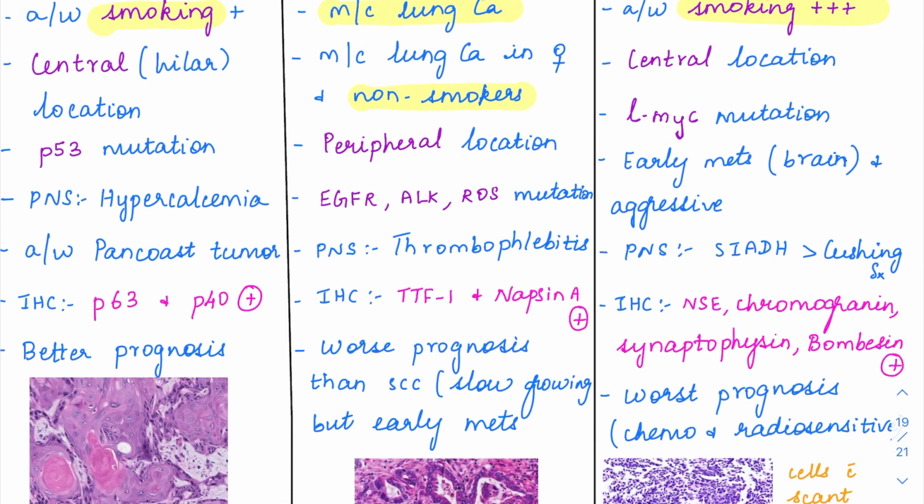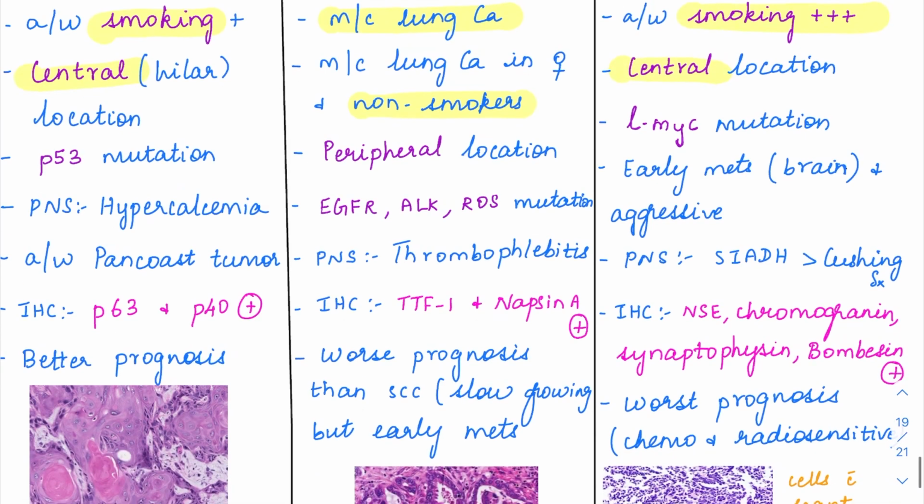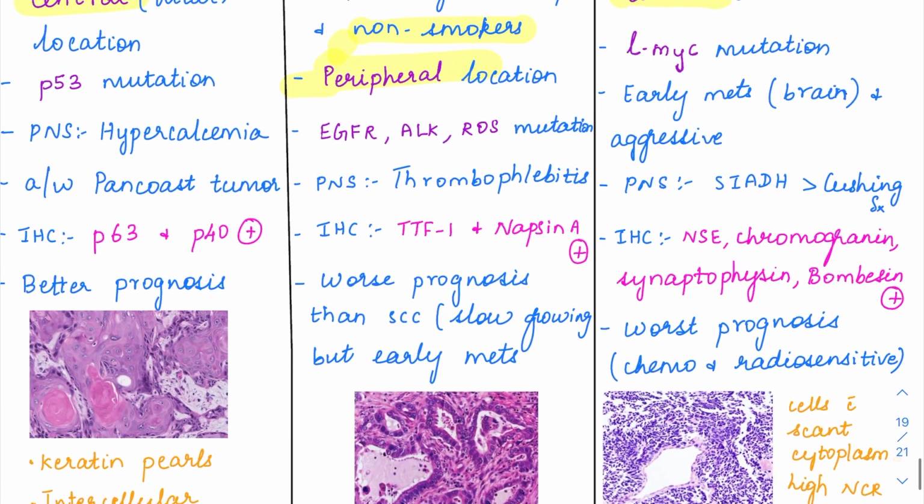The location of these tumors is also going to be different. Squamous cell carcinoma and small cell carcinoma both have a central location. Both of these have C in their names, right? So both will have a central location. Mutations I already spoke about, and adenocarcinoma will always have a peripheral location. That is also a difference.